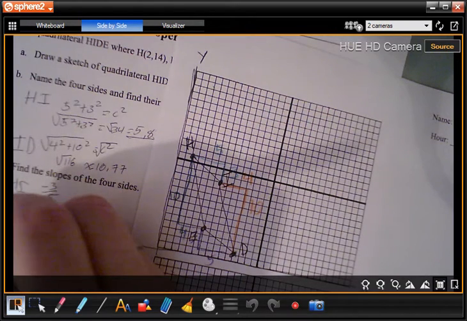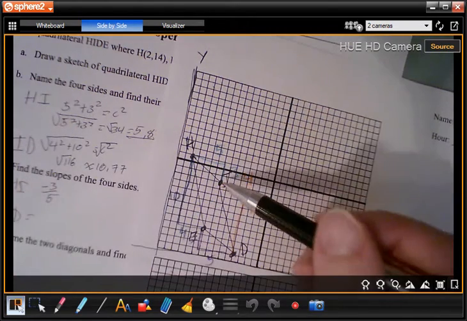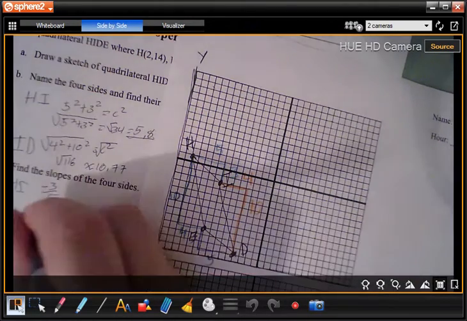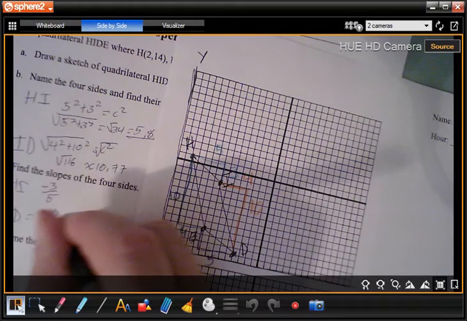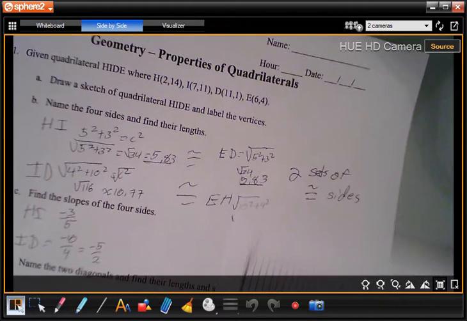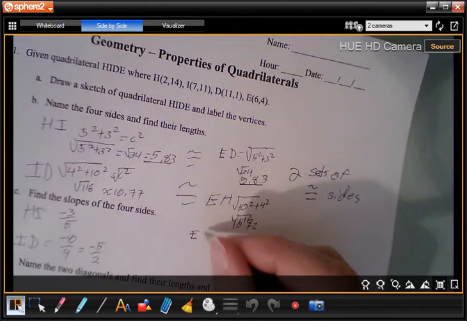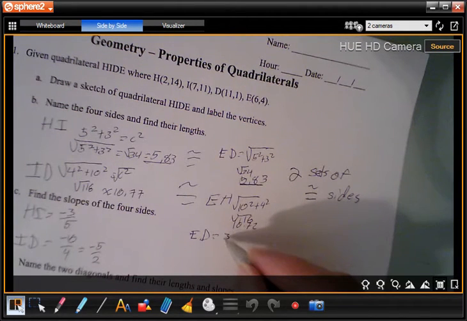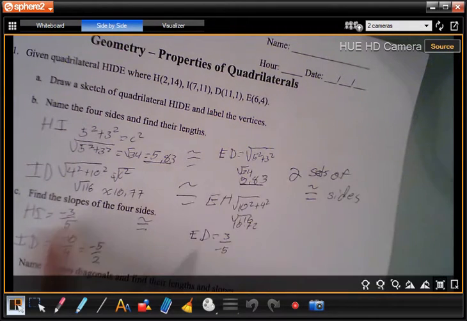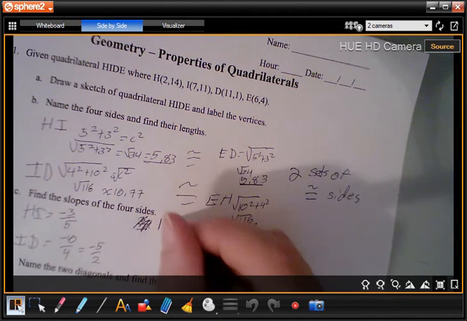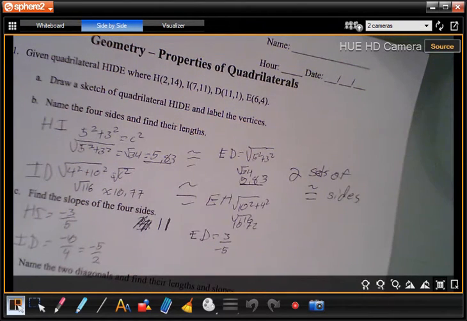If I look at I to D, I'm going down 10, to the right 4, which I'm just going to reduce to negative 5/2 because it goes into there twice. Next, I've got E to D, which is giving me 3 down, up 3 over negative 5. Those are the same thing. It doesn't matter that the negative 3 is on the bottom or not. And if they are the same, they are parallel. So I have a set of parallel sides.